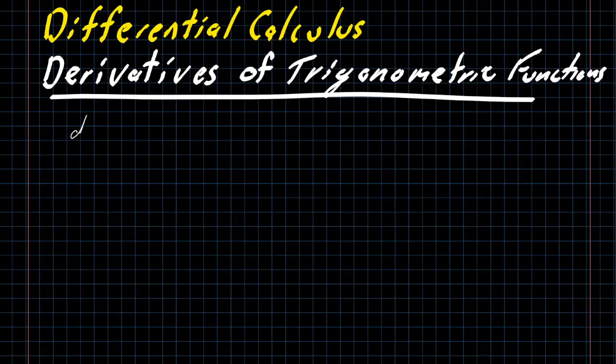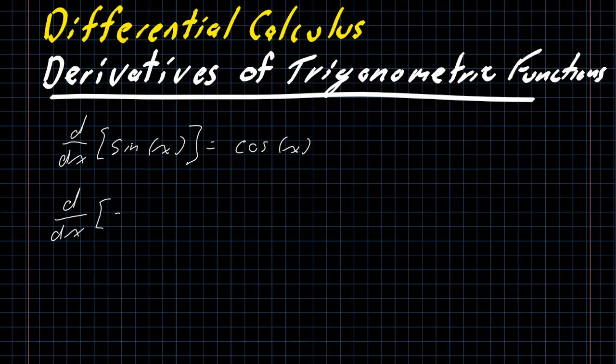The rules tell us that the derivative of sine of x is equal to cosine of x, and the derivative of cosine of x is equal to the negative of sine of x.